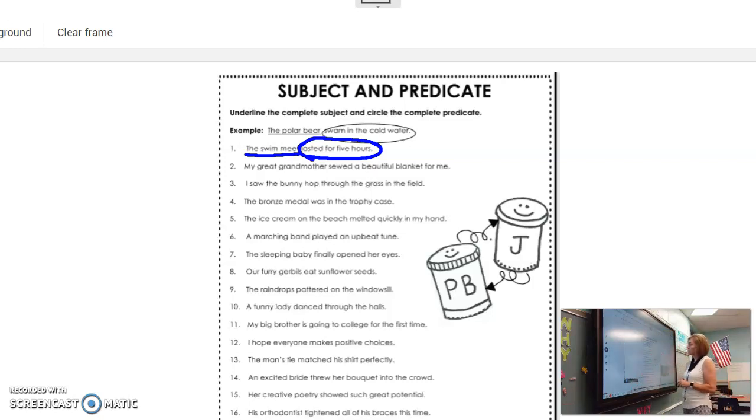So if I look at this next one, I'm going to look at number 3 actually. I saw the bunny hop through the grass in the field. This one's kind of tricky because your subject is just this one little bitty word, I, because saw becomes the action. The sentence is about me. I saw the bunny hopping through the grass in the field. I'm going to jump over to another page where you can see it a little bit better.